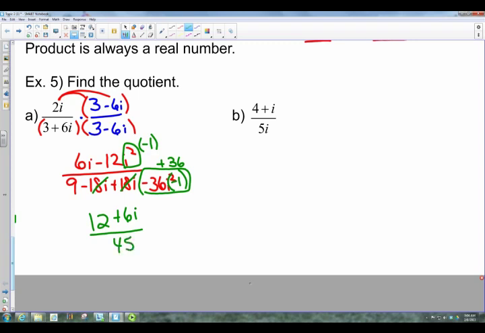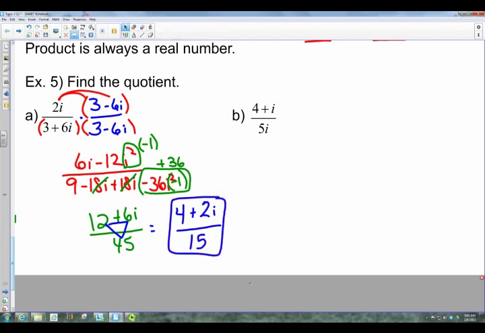And the last step, if possible, is to see if you can reduce. So between 12, 45, and 6, it must be all three. Is there anything that goes into all of them? And the answer is yes, 3 does. So we're going to divide all of them by 3. Okay, so 12 divided by 3 is 4. 6i divided by 3 is 2i. And 45 divided by 3 is 15. That is now your final solution. Notice there is no more i in the denominator. That's how we know we're done.